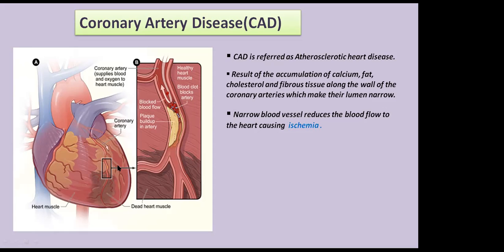And shunting of blood within the heart. Sometimes shunting of blood takes place. Shunting of blood means that oxygenated blood mixes with deoxygenated blood and deoxygenated blood mixes with oxygenated blood. Whenever the blood gets mixed, there is low supply of oxygen to the wall of the heart. And finally, it results in reduced blood flow to the ventricles.